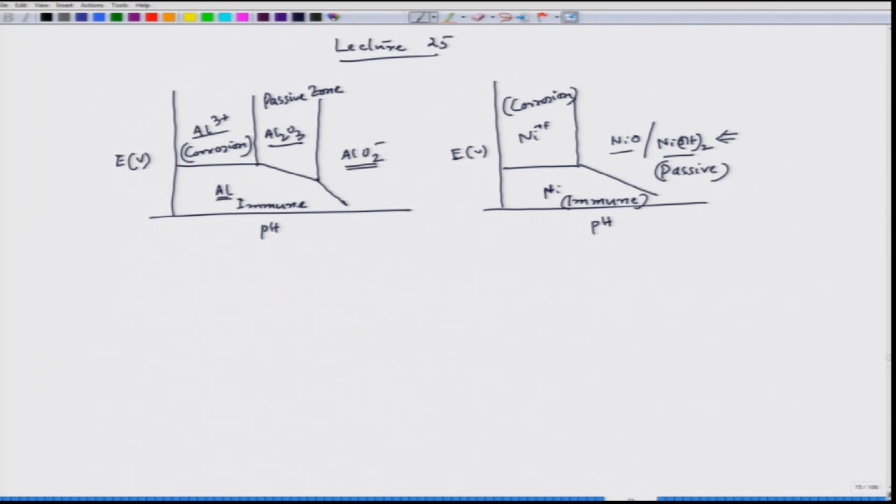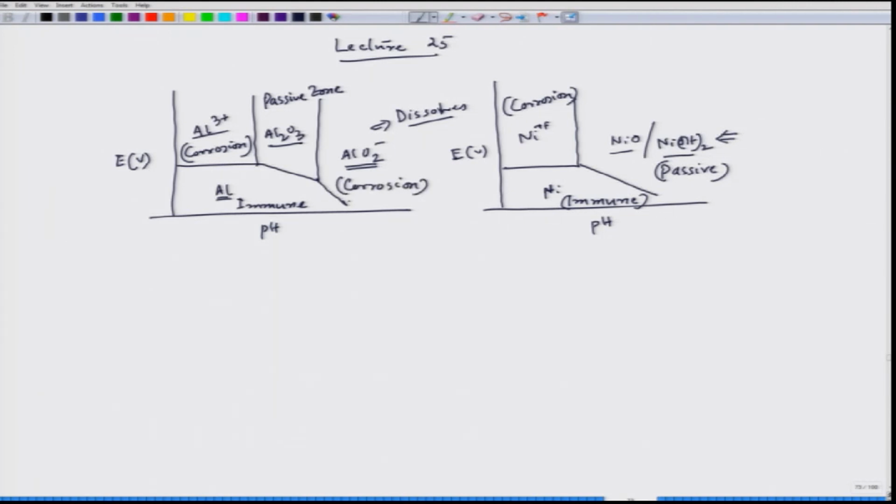Now, there is one more phase or one more stability zone, which is decided by this particular phase, which is AlO2 minus. So, this is a complex aluminum ion which is in the form of AlO2 minus. So, this dissolves easily in water. So, when it dissolves, that means it is also taking away aluminum from the aluminum substrate. So, in fact, this aluminum is corroding in the form of AlO2 minus. So, this is also a corrosion zone.